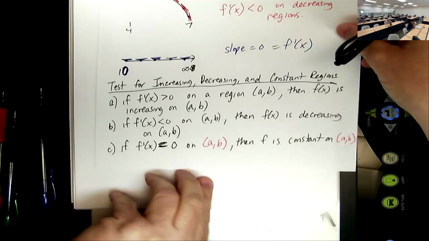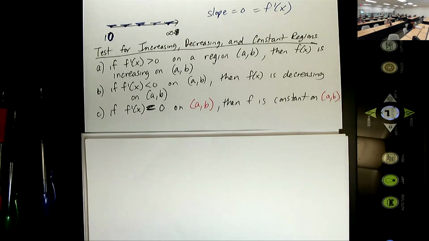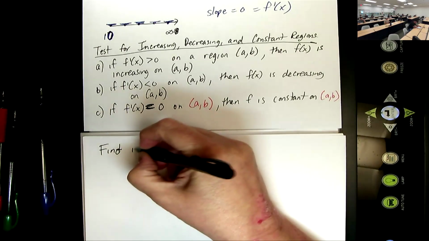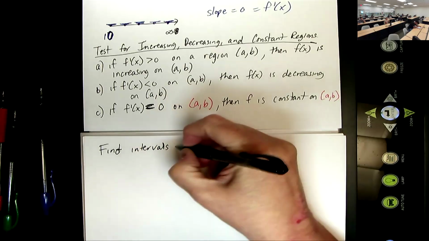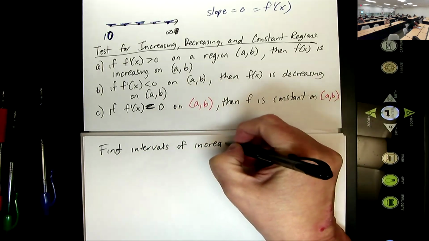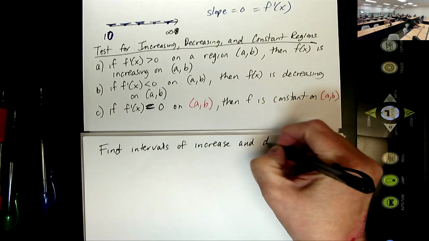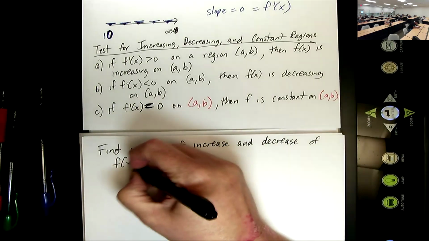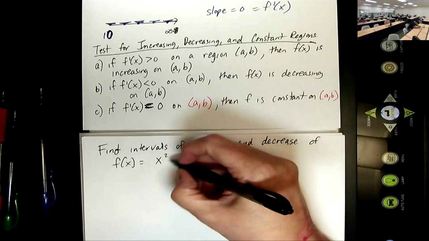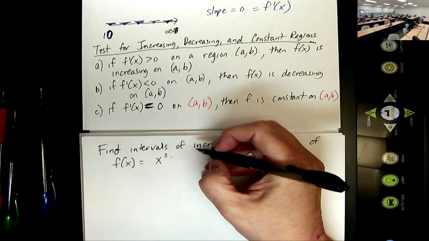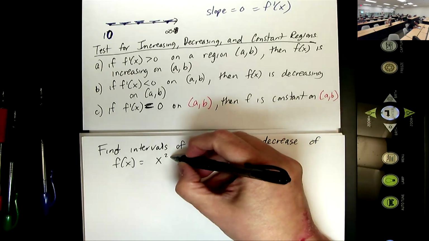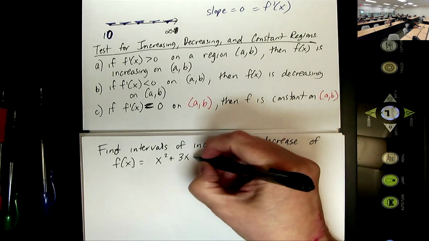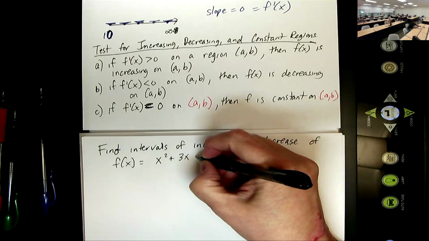So how can we use this? So let's find intervals of decrease and increase, or increase and decrease. F of x equals x squared plus. Oh, it's not plus 3x, and we'll do minus. What do I want to do?